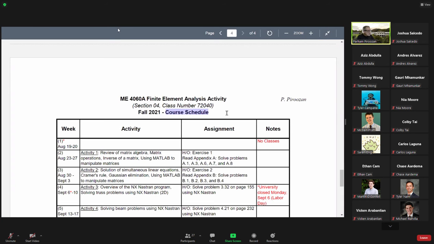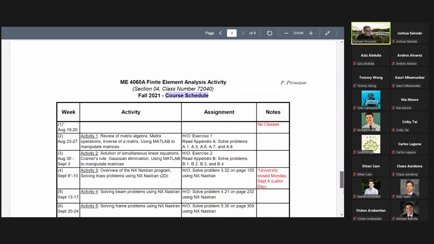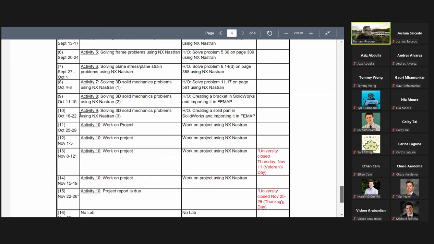Course schedule, we always follow this one, and we are here. October 25th to 29th, so today it is October 27th, activity number 10, work on project. So we are done with the weekly activities that we had. We completed 9 activities, including 3 of them in 3D solid mechanics problems that we did.